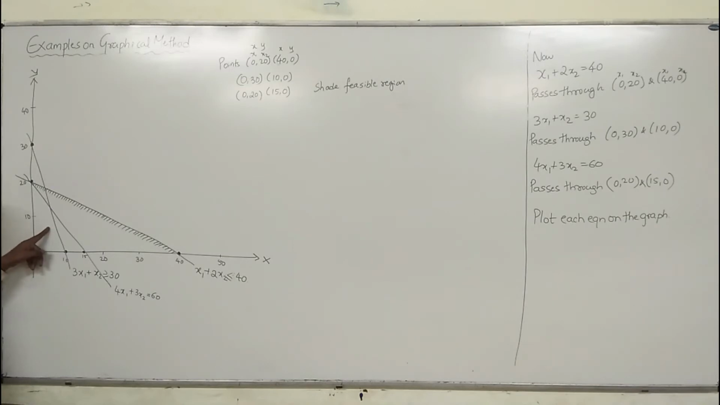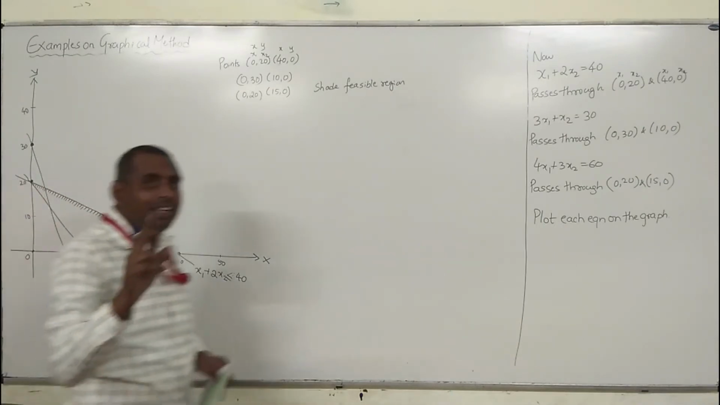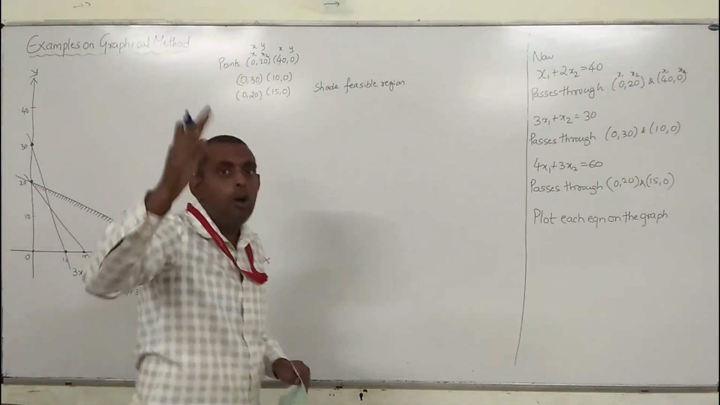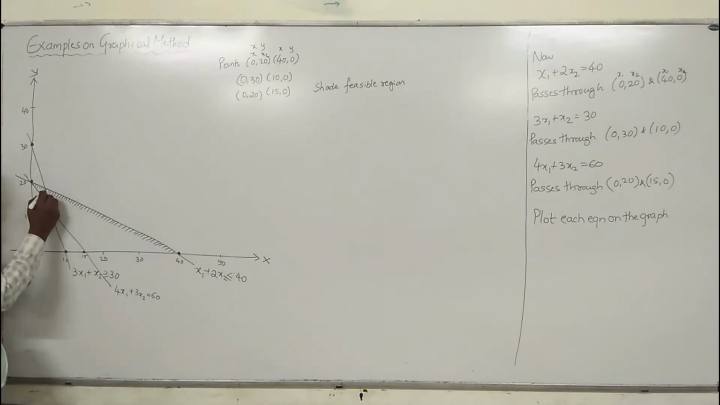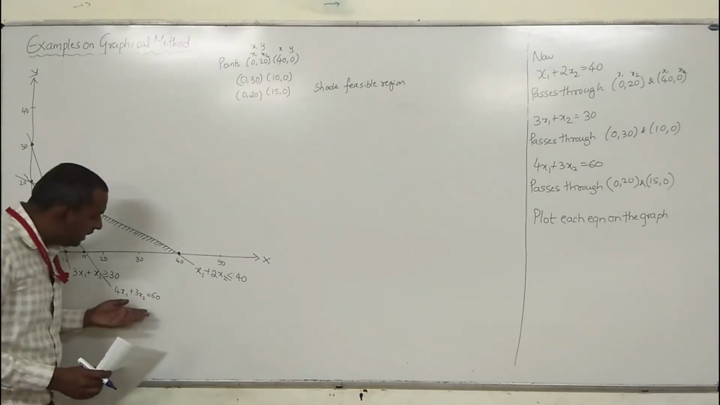That is 0, 30, 10, 30. So shade the region above the line. If the constraint is greater than or equal to, shade the region above the line. So I will shade the region above the line. So this line is shaded. Comes for the next equation.